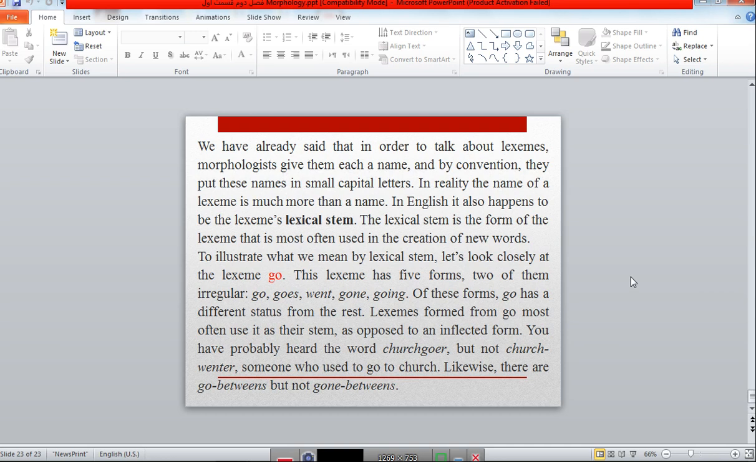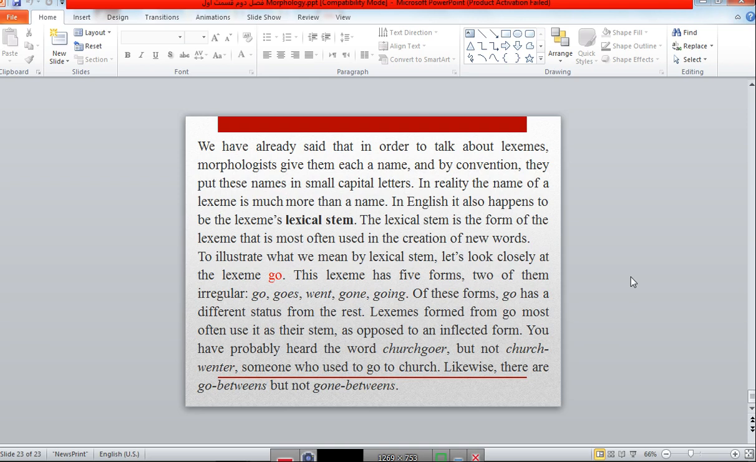So we have already said that in order to talk about lexemes, morphologists give them each a name, and by convention, they put these names in small capital letters. In reality, the name of a lexeme is much more than a name. In English, it also happens to be the lexeme's lexical stem. The lexical stem is the form of the lexeme that is most often used in the creation of new words.